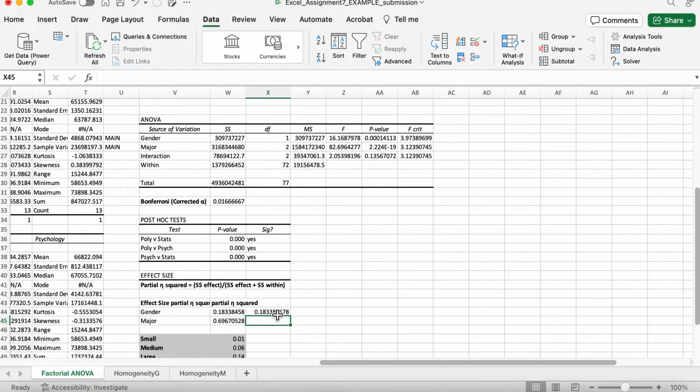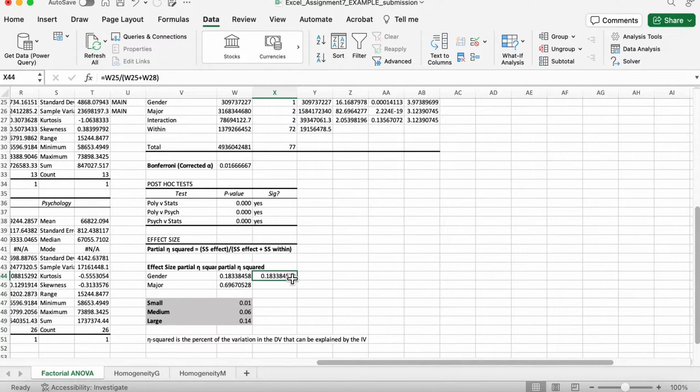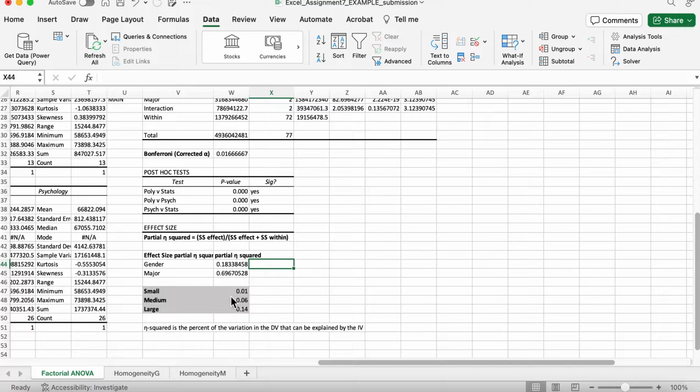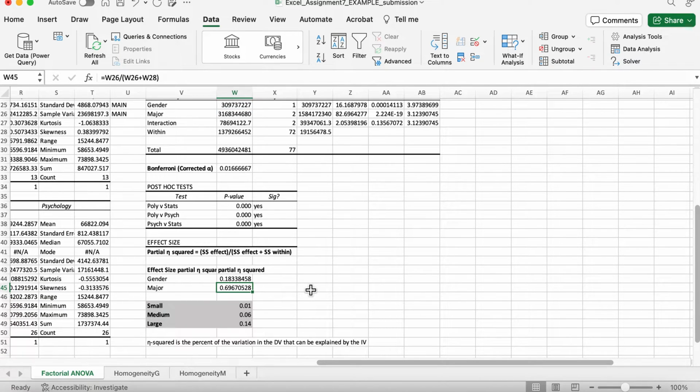Okay, and that's going to pop up this. And here is like your small, medium, large, which tells you how big the effect is. So here we have a large effect, and this is an extremely large effect. So that's how we're going to report it.